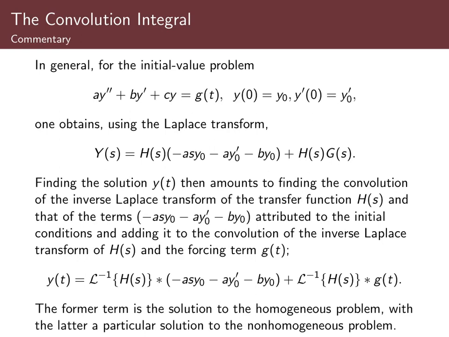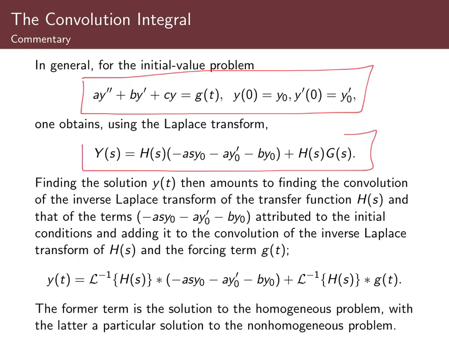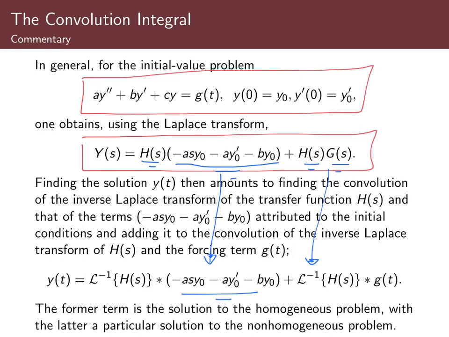If we look at this in general, so we take the general initial value problem and we take the Laplace transform of both sides, we end up with this equation for big Y, which is just the transfer function H times the output associated with the initial conditions, plus the transfer function multiplied by the Laplace transform of the forcing term. And so if you convolve, the solution you can see is just the convolution of the inverse Laplace transform of the transfer function with the initial conditions, and the convolution of the inverse Laplace transform of the transfer function with the forcing term.